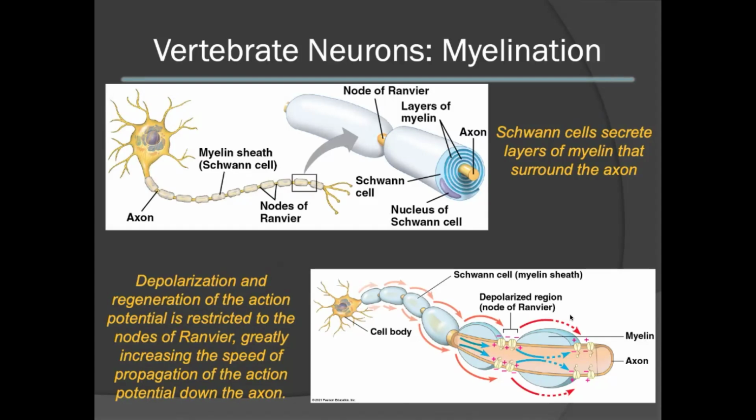Also note the presence of the nodes of Ranvier. The depolarization and regeneration of the action potential is restricted to the nodes of Ranvier. This will help to increase the speed of the propagation as the action potential jumps down and travels down the axon.